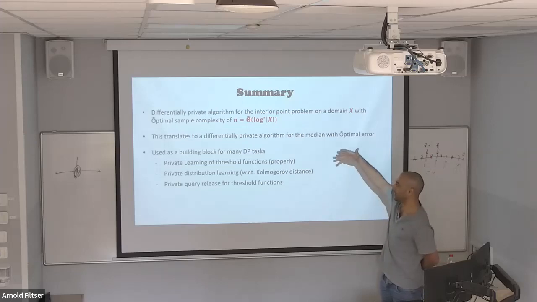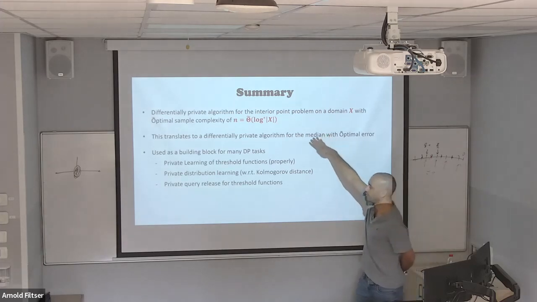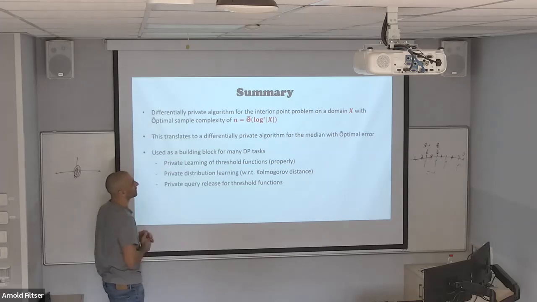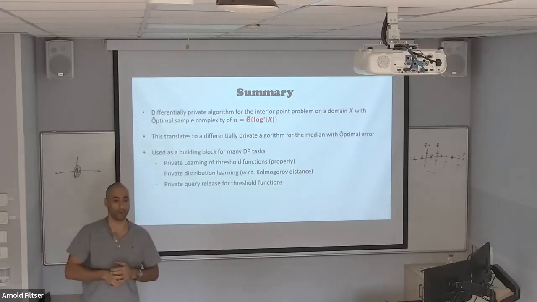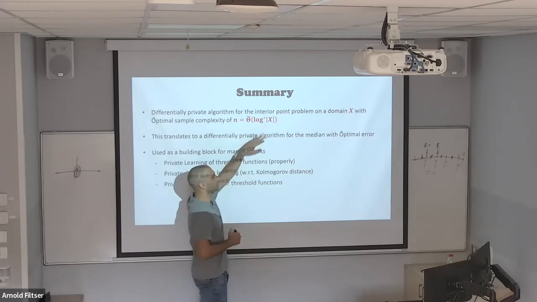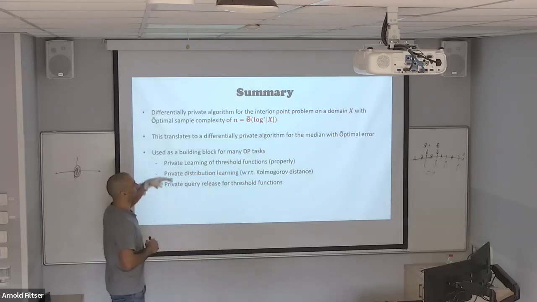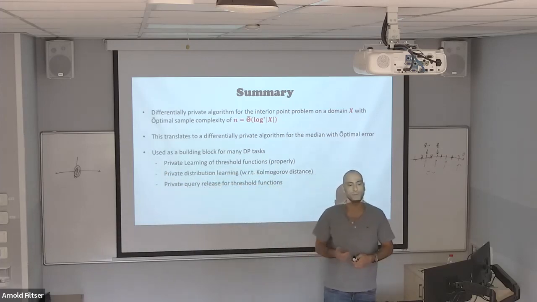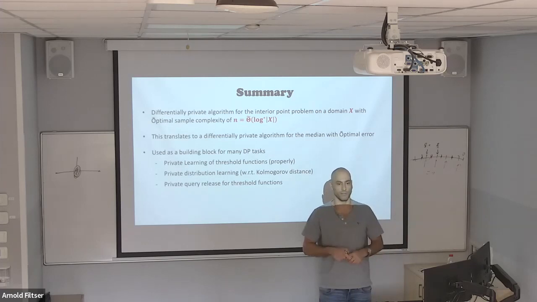I guess the main thing I showed you is that we finally almost exactly understand this problem of privately approximating the median of the data. The answer is log star the size of your grid. The way we do it is by analyzing this simpler interior point problem. And the interior point problem, or the median, has many applications for many differentially private algorithms and tools, and that's it, I guess.